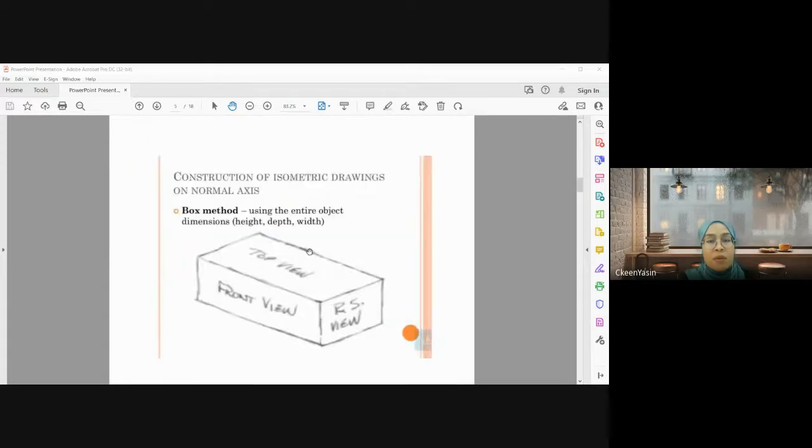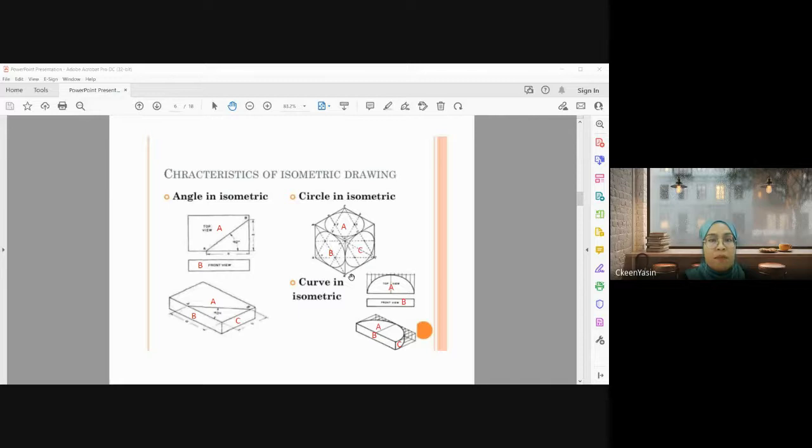So this is what I'm talking about: top view, front view, side view. Okay, so isometric has only three characteristics: top view, front view, and side view. Another characteristic of isometric drawing is, first, look at this, this is the plan. Okay, let's take a look.